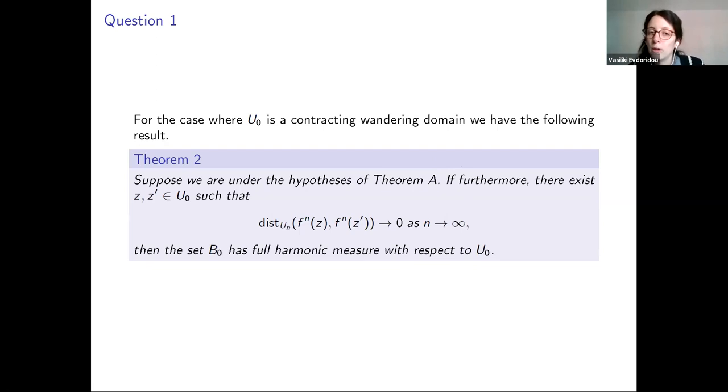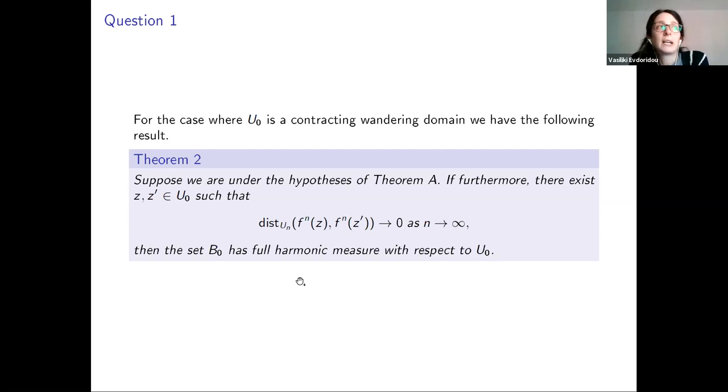Okay, so we assume all these things now, and we add an extra hypothesis here. So if furthermore, there exist two points in our wandering domain such that the hyperbolic distance between their orbits tends to zero, this is exactly the same as saying that our wandering domain is contracting.